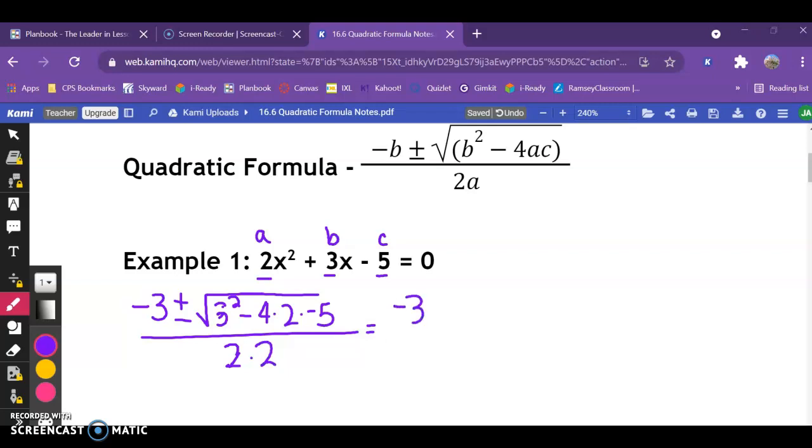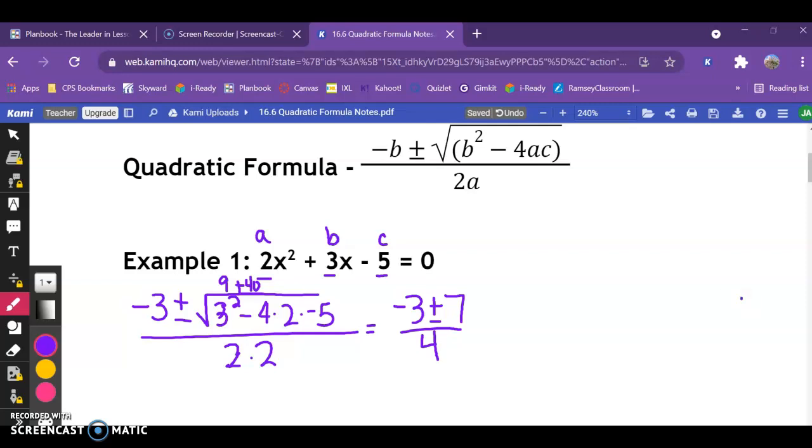So we're going to have negative 3 plus or minus, inside of the, or under the radical sign, not inside the parentheses, 3 squared is 9. And then we have 4 times 2 times 5. So that would be 8 times 5. That's 40. We had a negative 4 times a negative 5. That makes a positive. So that's plus 40. That would be 49. So the square root of 49 is 7. And then at the bottom, we have 2 times 2, which is 4. So that simplifies and condenses down pretty quickly.